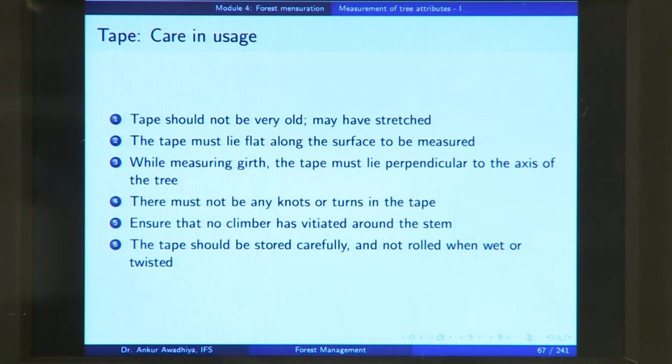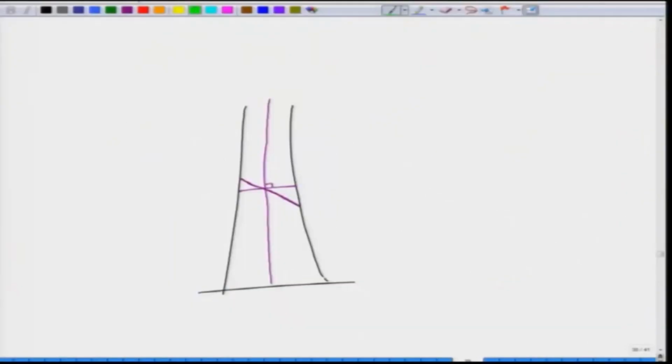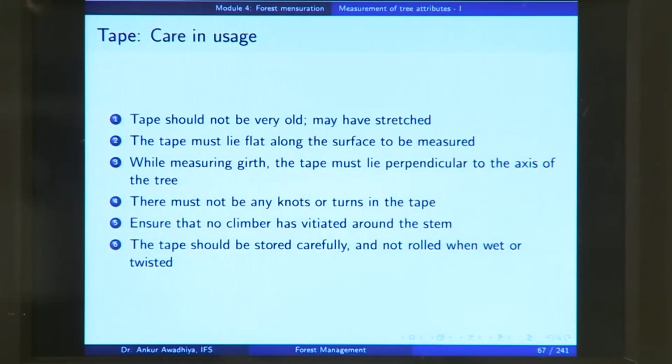Ensure that no climber has twined around the stem. If there is a thick climber going up this tree, when you take the measurement your tape will go around this climber, and in this case you will overestimate the diameter of the tree. So, either you should perform a climber cutting operation before taking the measurement with a tape, or you should put your tape in such a manner that it comes between the climber and the tree. This is another care that should be kept in mind.